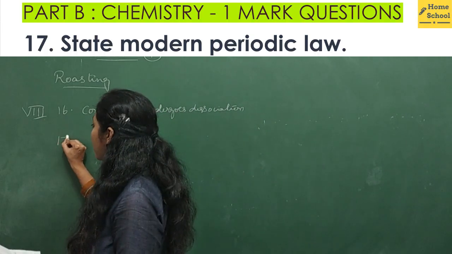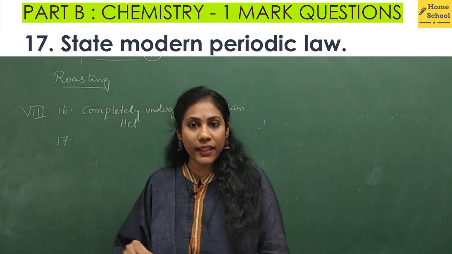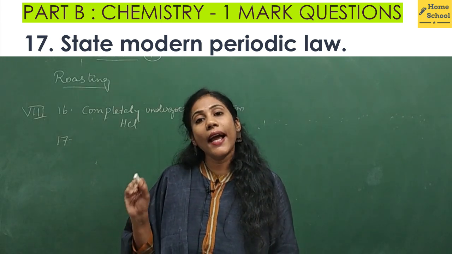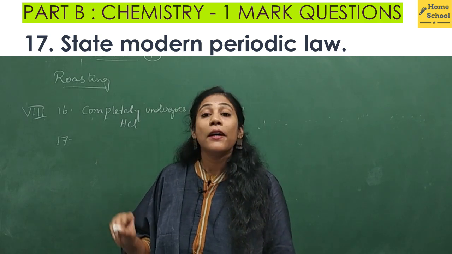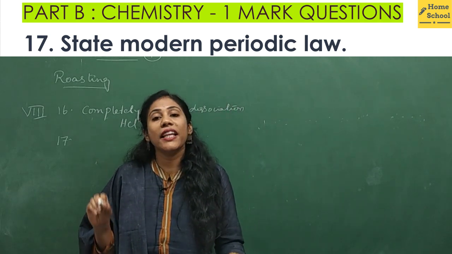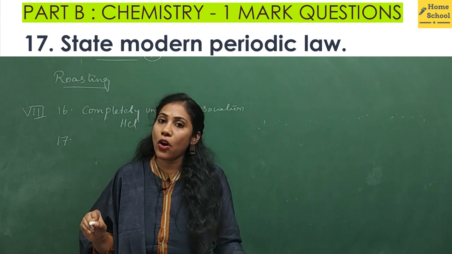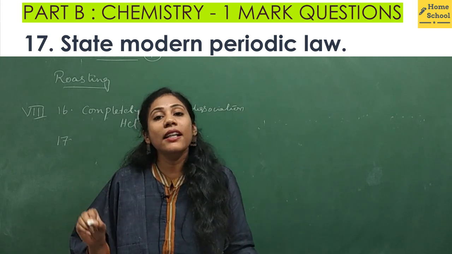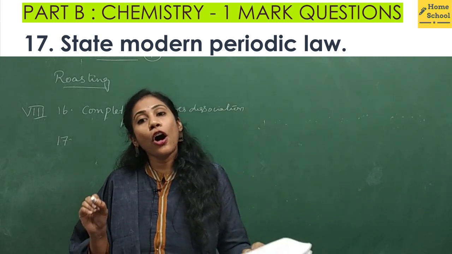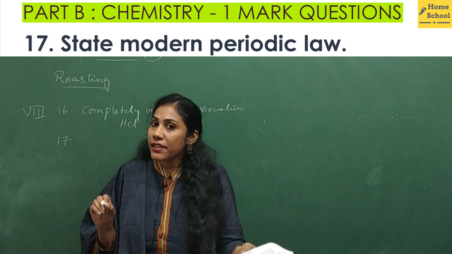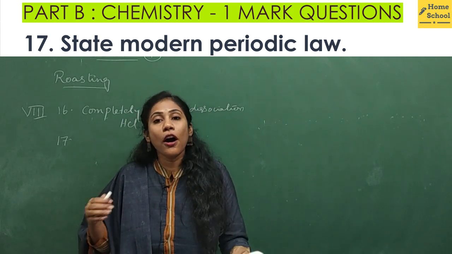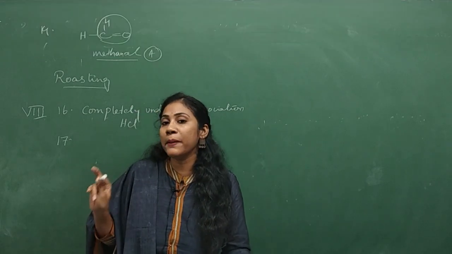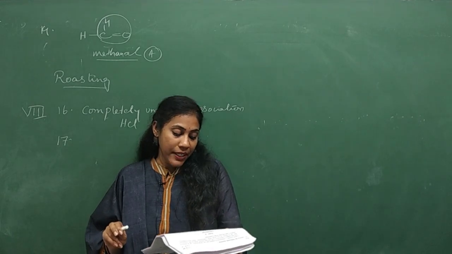17th question. State the modern periodic law. So what is the modern periodic law? Chemical and physical properties of elements are periodic functions of their atomic number; this is called the modern periodic law. I repeat once again, chemical and physical properties of elements are the periodic functions of their atomic number is the definition of the modern periodic law. Okay. 18th question.